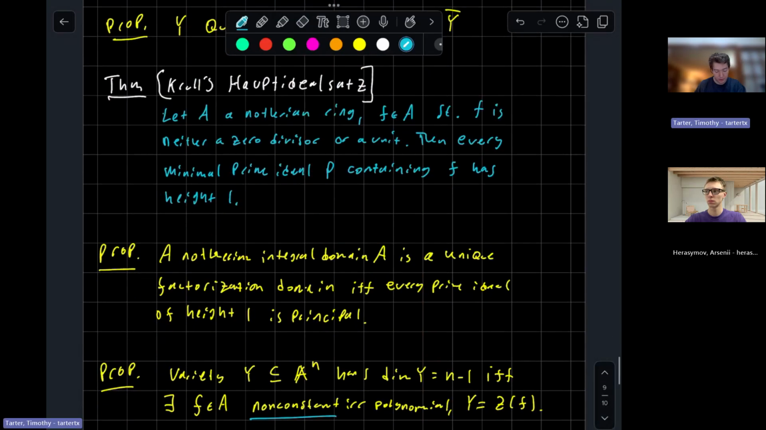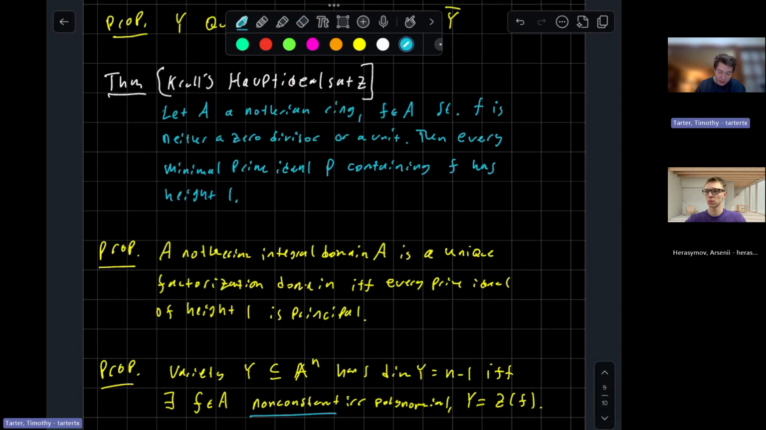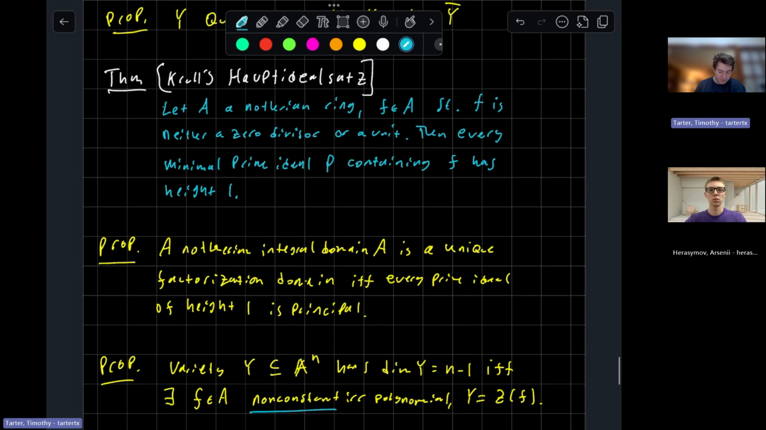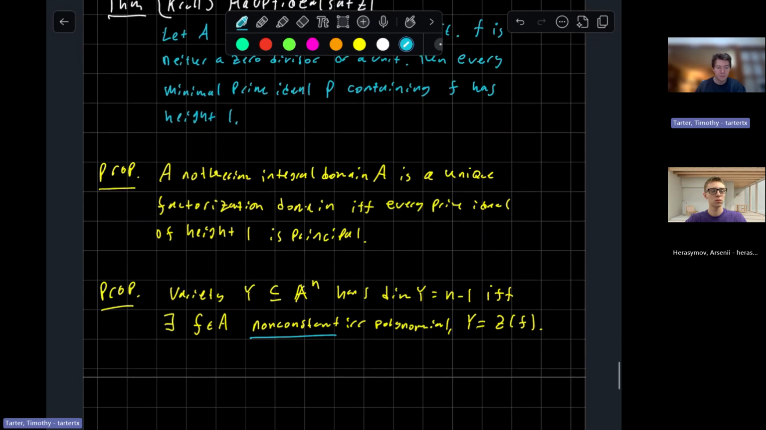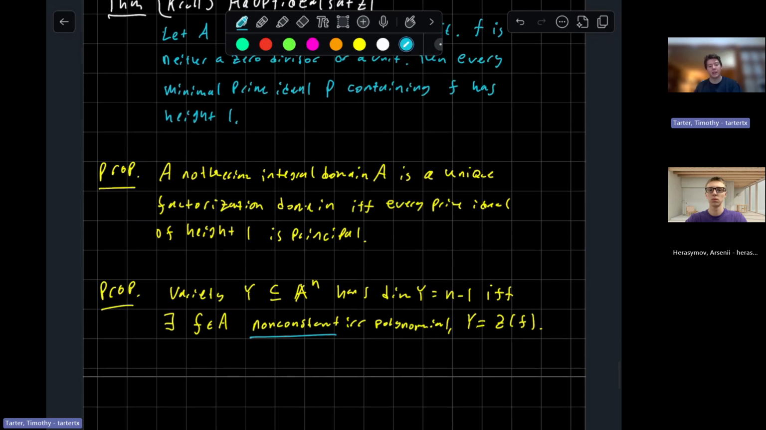Yeah, we talked about Krull's Hauptidealsatz. And so basically this kind of forces the thing about continuity in the affine line. And then we said that in A^n, a variety has dimension n minus 1 if it's defined by a non-constant irreducible polynomial.